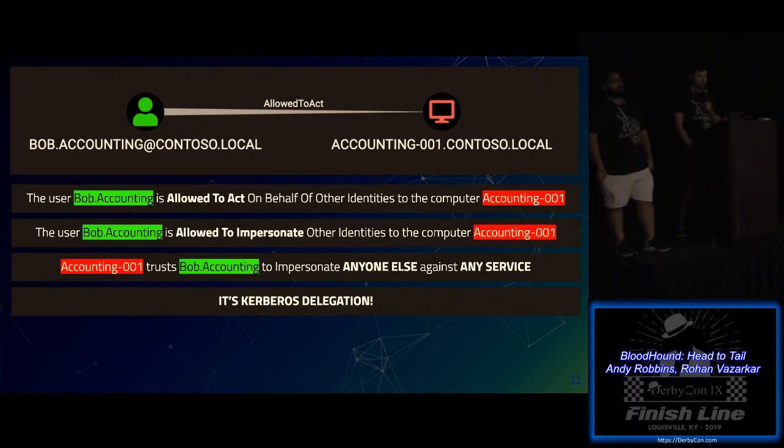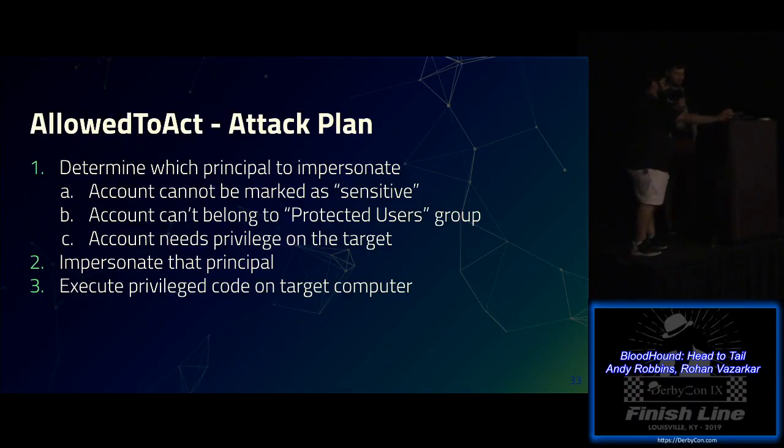So here's the piece of the attack path. Bob Accounting is allowed to act to accounting 001. What does that mean in English? So the user, Bob Accounting, is allowed to act on behalf of other identities to the computer accounting 001. In other words, the user, Bob Accounting, is allowed to impersonate other identities to the computer accounting 001, or put a third way, this computer trusts Bob to impersonate anybody else against any service that system hosts, including, I don't know, SMB, RPC, etc. The bottom line is it's Kerberos delegation.